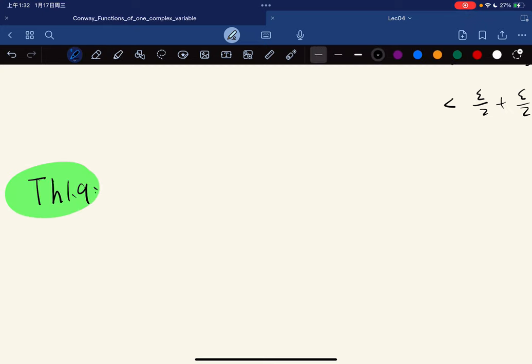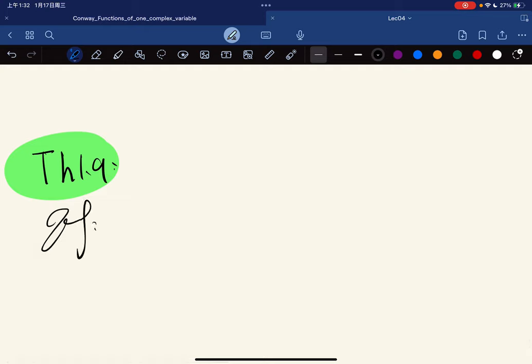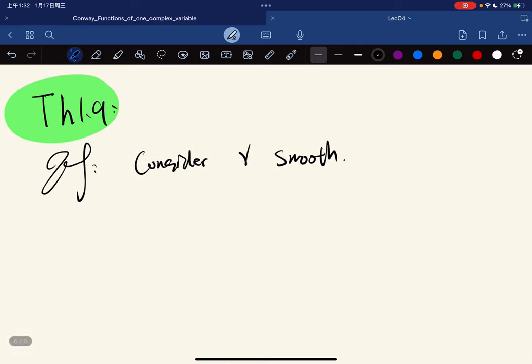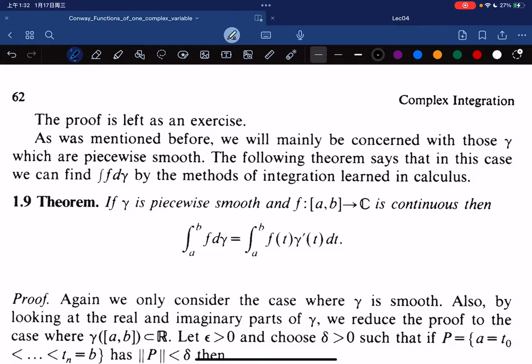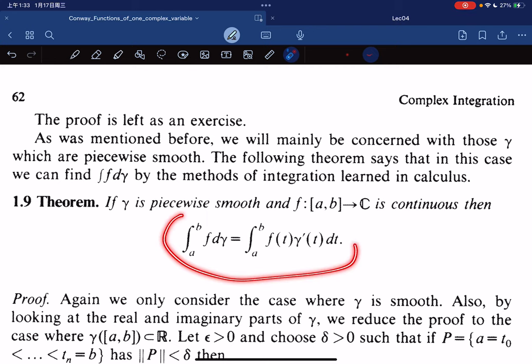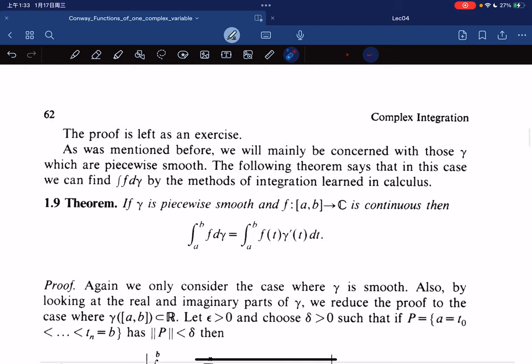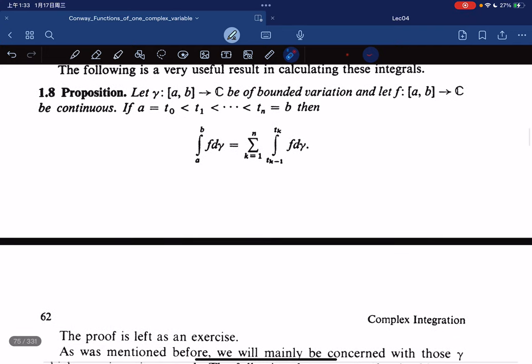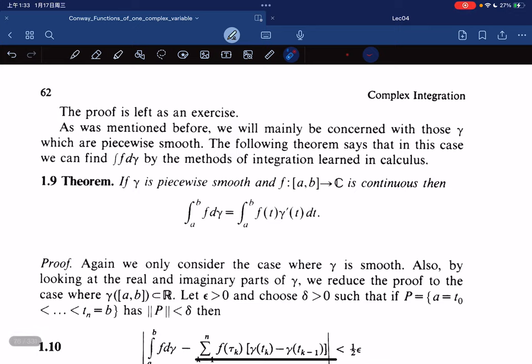Okay, so we consider if gamma is just smooth. We just consider it smooth, okay? Because if it's piecewise smooth, we break it into pieces and we can add them up. This is left as an exercise for you guys, and I've thought about it. It's really just using our proven results. It's not really hard.